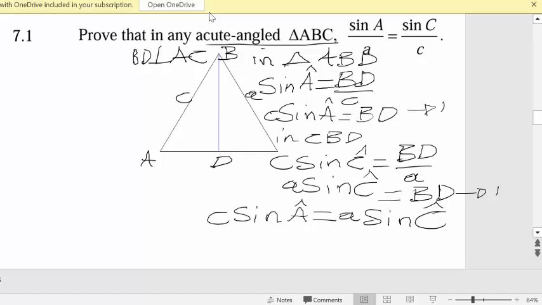Now clearly, algebraically I can divide this side by a and divide this side by c. Now these will cancel, meaning this goes that side and this goes that side. Now I have a final solution: sine A over a is equal to sine C over c. So let me rephrase that: sine of angle A over side a is equal to sine of angle C over side c.